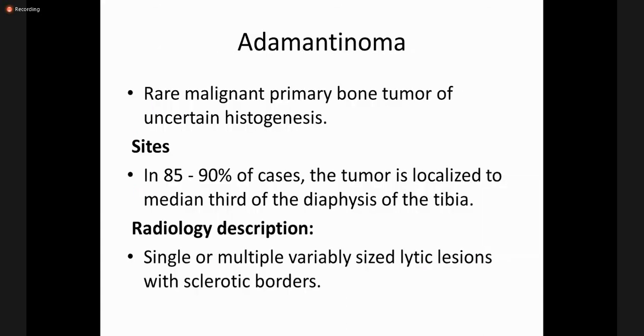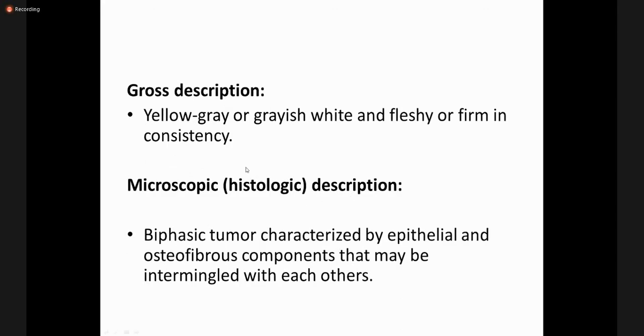Then adamantinoma. Adamantinoma is a rare malignant primary bone tumor of uncertain histogenesis. 90% of cases are localized in the middle third of the diaphysis of the tibia. On radiology, there are single or multiple variably sized lytic lesions with sclerotic margins. It's a biphasic, fibro-osseous type tumor, and on gross description it has a yellow and gray, grayish white, fleshy or firm cut surface.